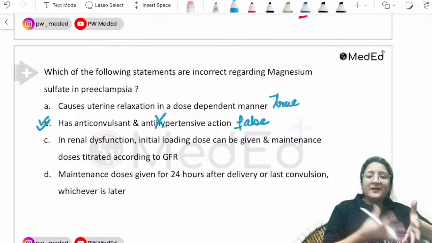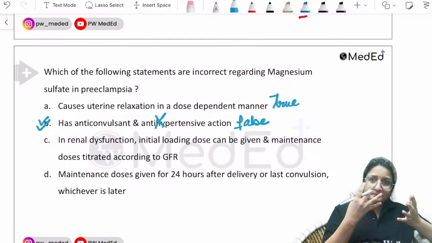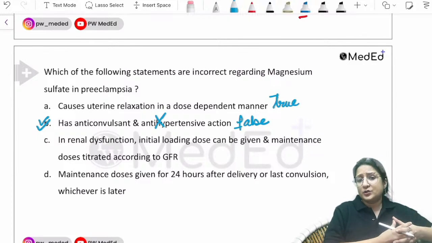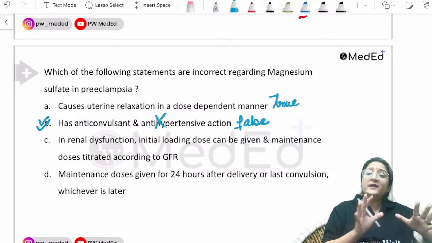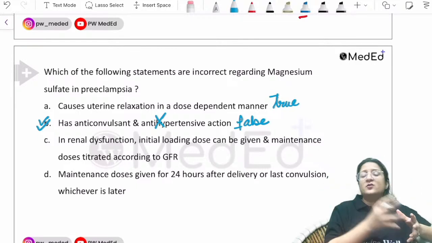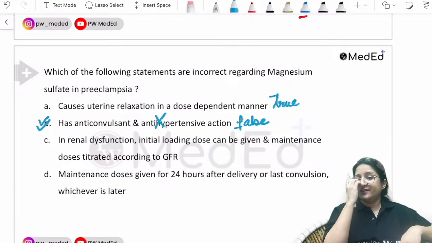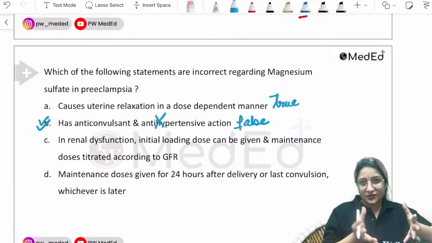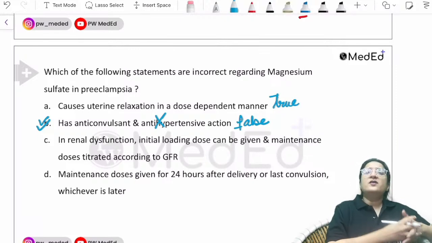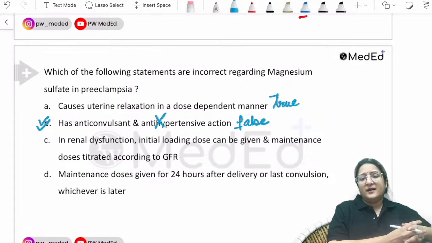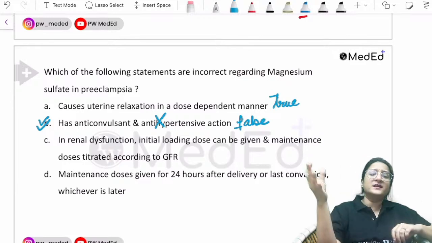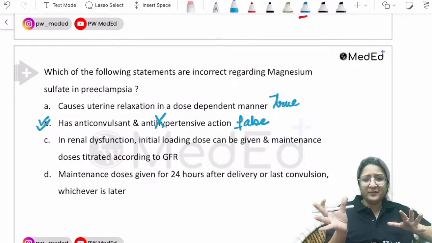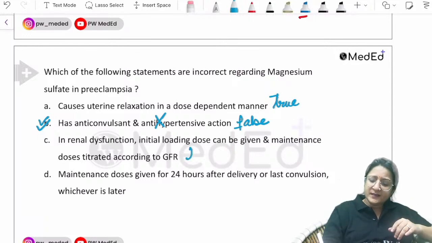Okay. In renal dysfunction, let's say for example, there is a woman with severe preeclampsia, she's having renal dysfunction also. Even then, the initial loading dose can be given. Magnesium sulfate is very, very important. Maybe there's a patient with eclampsia, she's having decreased urine output. You can give the initial loading dose. Maintenance doses are titrated later according to the GFR. So when the serum creatinine levels are raised, we are going to monitor magnesium levels in serum to check if the levels are within the normal range or not, to further give maintenance dosages. So they can be titrated, but the loading dose can definitely be given. This is a true statement.